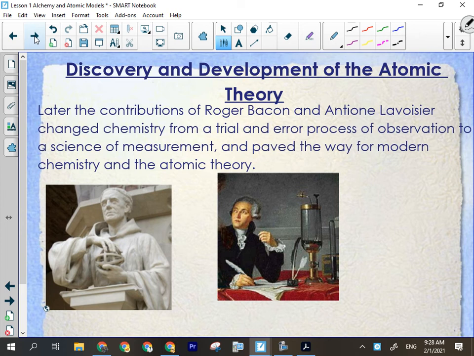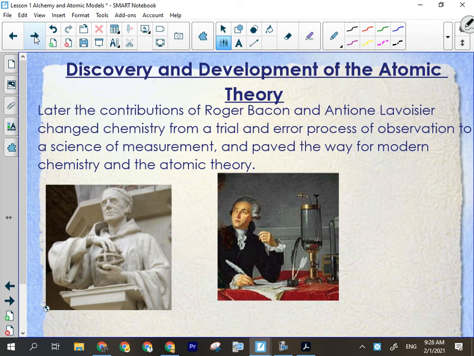Now, these two guys are very important: Antoine Lavoisier and Roger Bacon. They came up with the scientific method. The scientific method is what turned alchemy into a legitimate science, into chemistry, because alchemy was just trial and error. I'm going to mix these two things together today and see what happens.